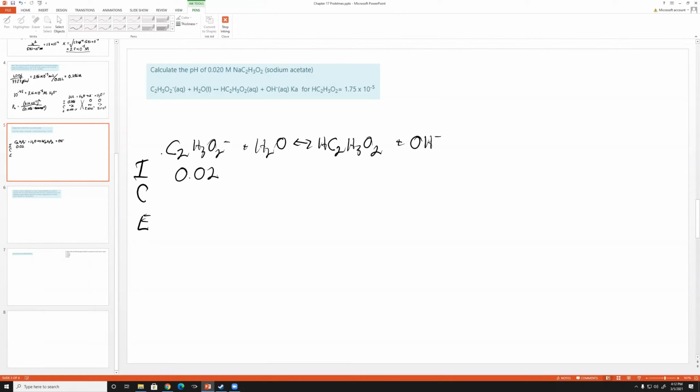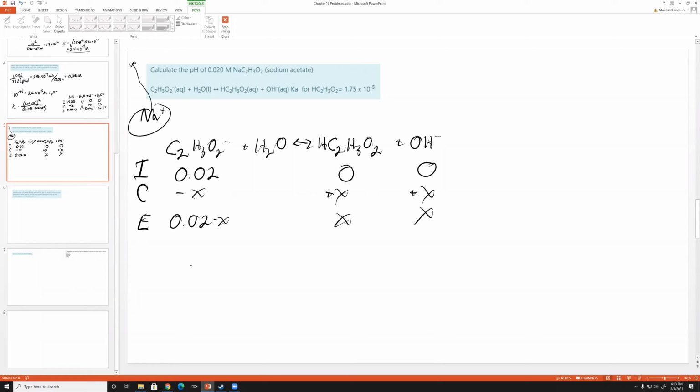And you notice how I didn't put sodium here. Sodium immediately dissociates, right? Sodium acetate is an extremely soluble compound. So the sodium goes off and does whatever sodium does, just sits in the solution. It doesn't matter. It doesn't correspond to the acidity or basicity at all. And then we have 0 here, and this is just like a normal ICE chart. So 0.02 minus x, and then we have plus x, x.